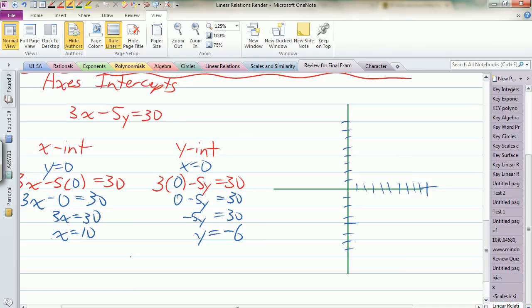This is just a point. The point is 10, 0. This point is 0, negative 6. So your x, 1, 2, 3, 4, 5, 6, 7, 8, 9, 10. Right here is a point on the line. 1, 2, 3, 4, 5, 6. Here's another point on the line. So your line is not 2 separate lines. Your line goes right here.